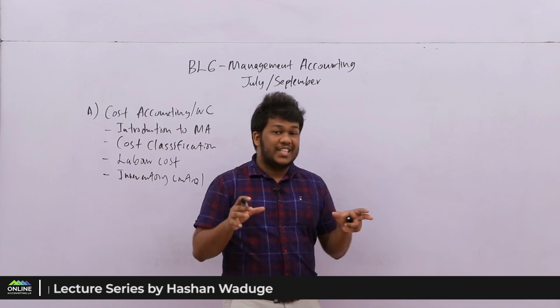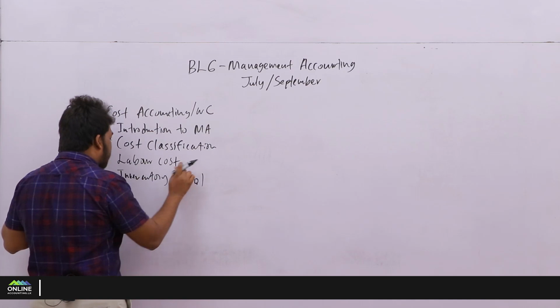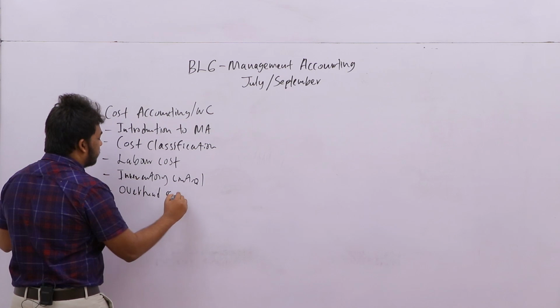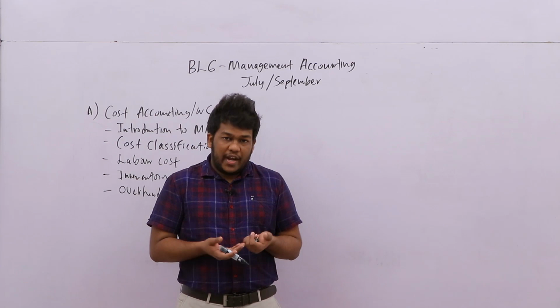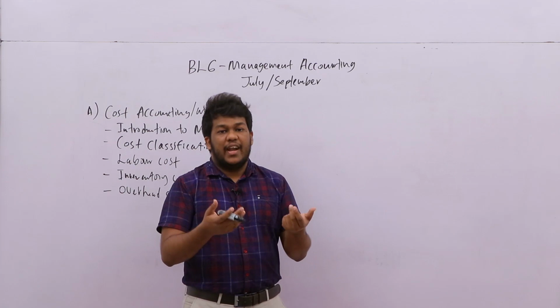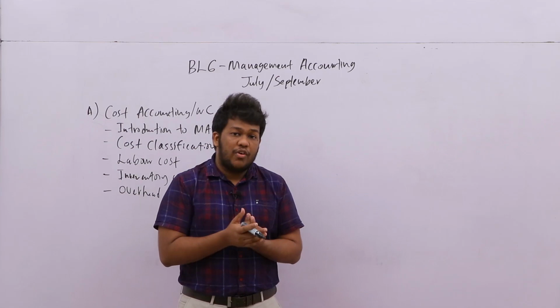The next one, now you know inventory, you know labor, then you have to know overhead cost. Overhead cost. So in the overhead cost, overhead means the indirect cost basically. Let's say rent, the depreciation, likewise. So there are a number of overhead costs. So you have to learn that. So you have to know how these costs will be allocated.